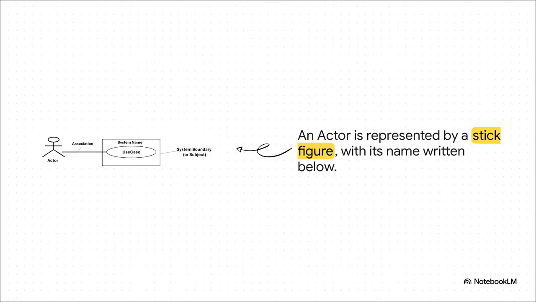So, how do we draw one? The standard notation is just a simple stick figure. You write the name of the role, like administrator or payment gateway, right underneath it. And notice its placement. Actors always go outside the system boundary. Why? Well, because by their very definition, they are external to the system.